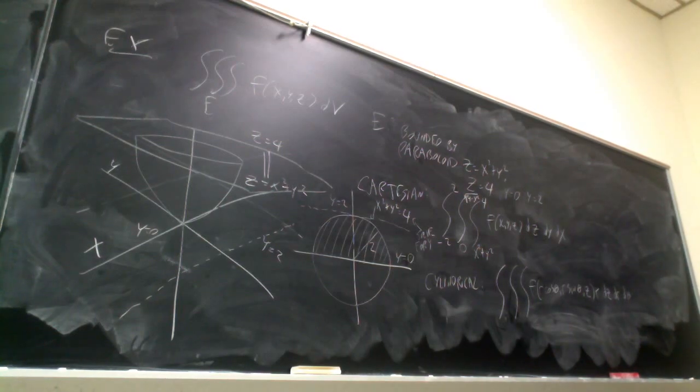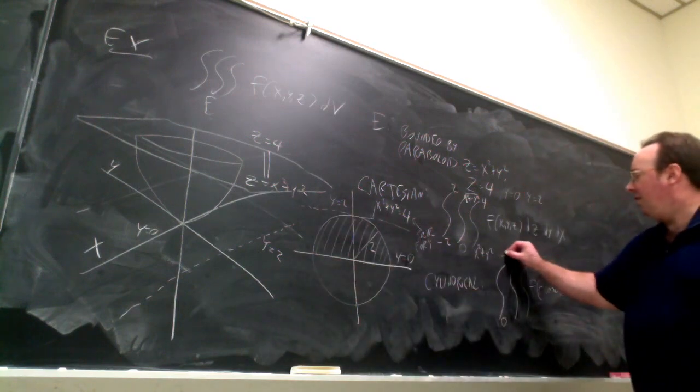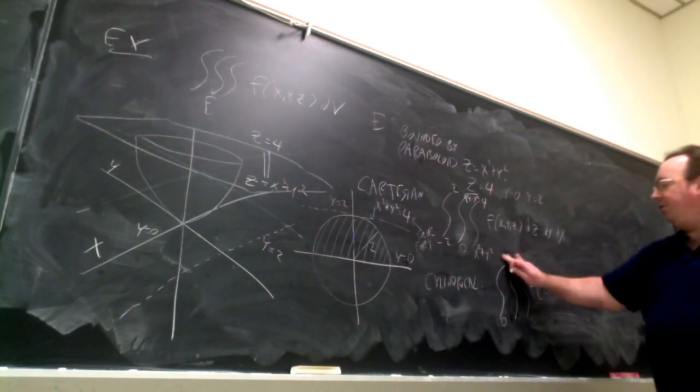No, it's just like polar coordinates. 0 to pi over 2? 0, yes, but not pi over 2. Pi. Yeah, pi over 2 would only take you to here. Pi gives you the entire upper half of a circle.